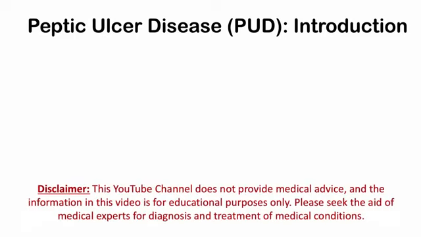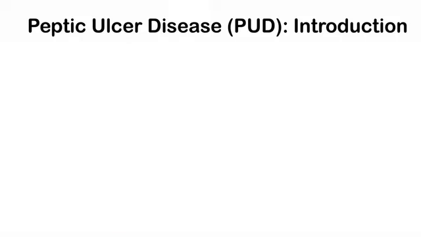This lesson is on peptic ulcer disease. So we're going to talk about what it is, what causes peptic ulcer disease. We're also going to talk about some of the signs and symptoms, how it's diagnosed, and how it's treated. So what is peptic ulcer disease?